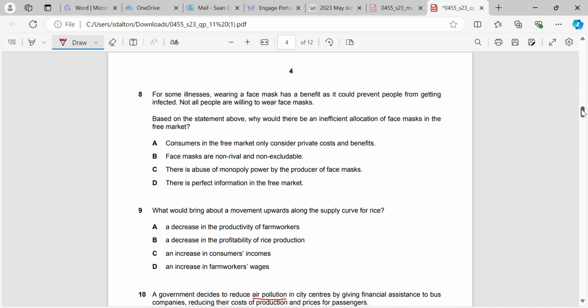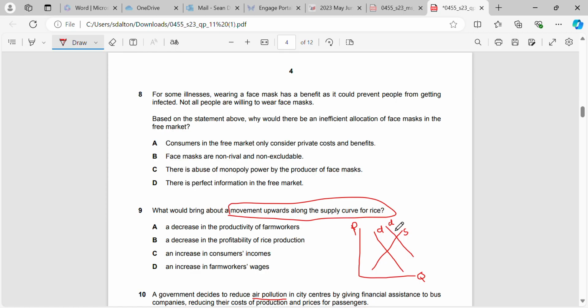Okay, what would bring about a movement upwards along the supply curve for rice? So essentially what they're asking us here is, like I told you before, always draw a demand and a supply diagram for these questions. They're trying to trick you out. If you just draw supply, you're likely to get that wrong as well. Now, in this case, here's our demand, here's our supply. In order for us to move upwards along supply here, demand would have to shift to the right.